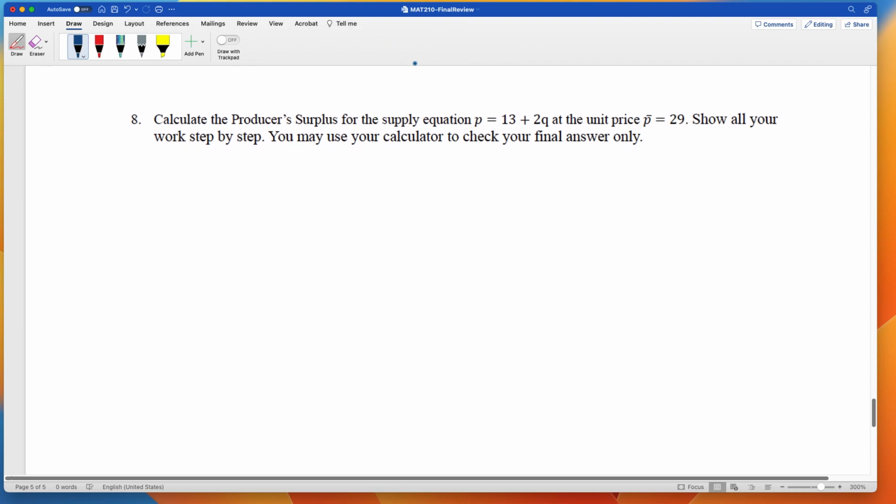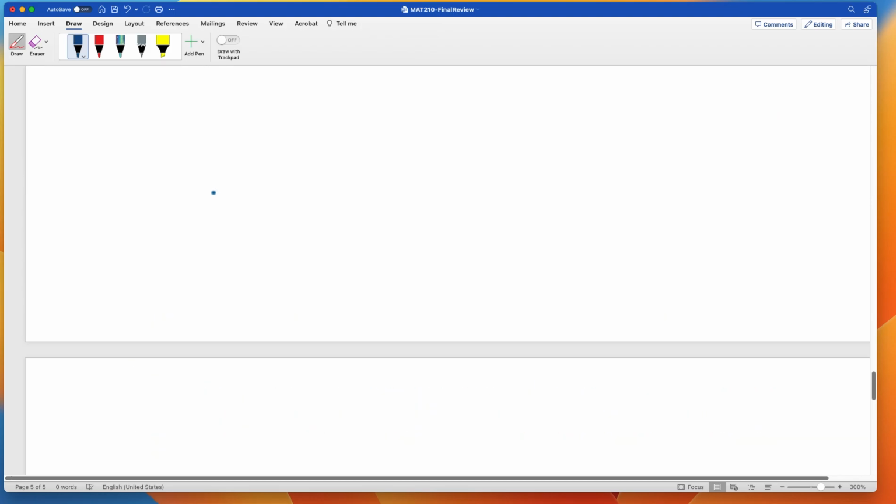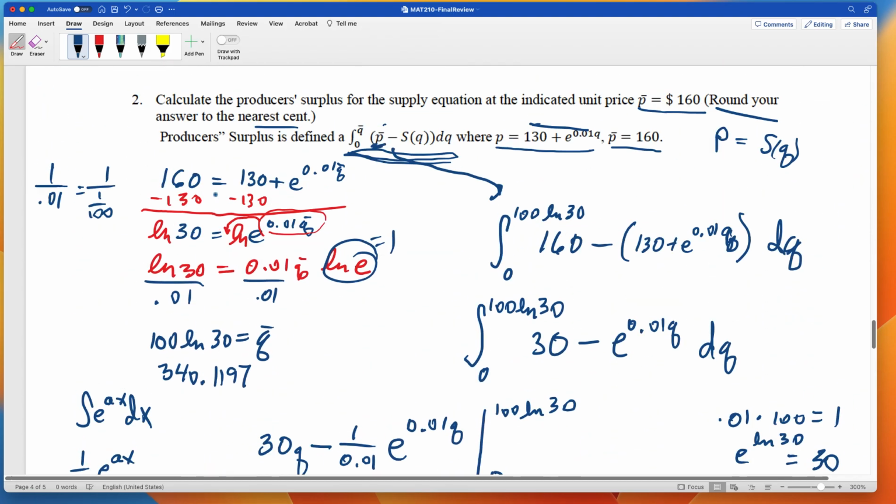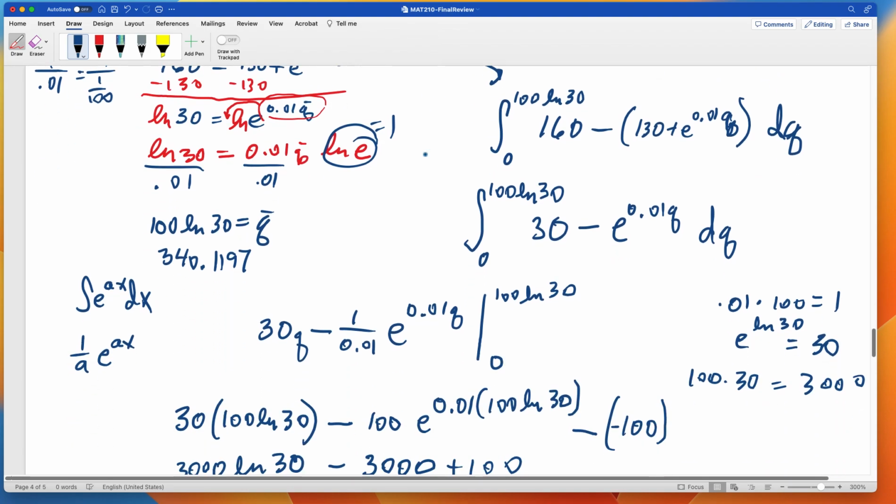This one should be a little more straightforward. Again, it's just a linear equation. It's a little bit easier to solve. Show all your work step by step. Okay, producer's surplus. So since it's producer's surplus, we can go back up here. Again, in the exam, they will provide it. They're not providing it here because you can just look up and see it, they provide it for the first one. So P minus S of Q.